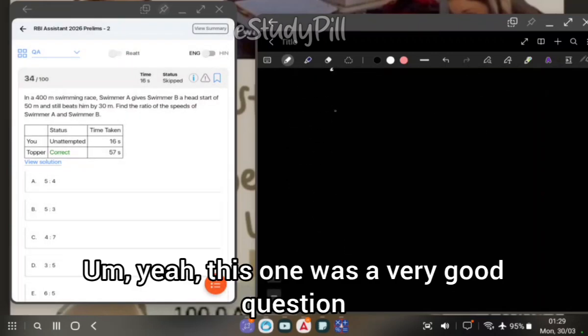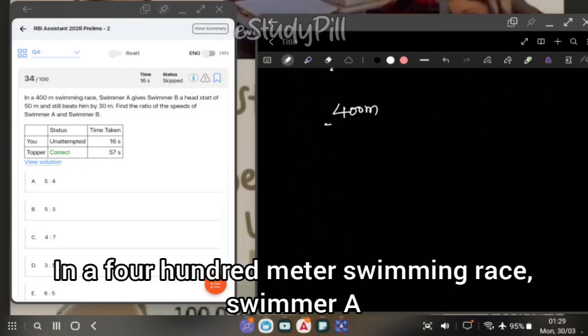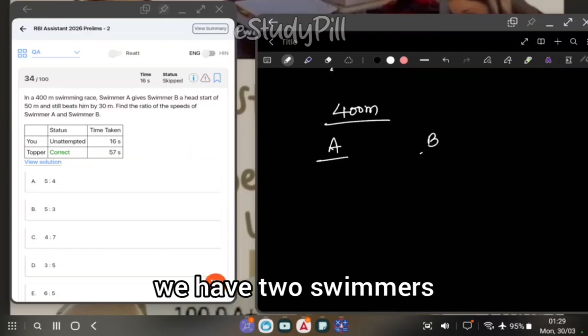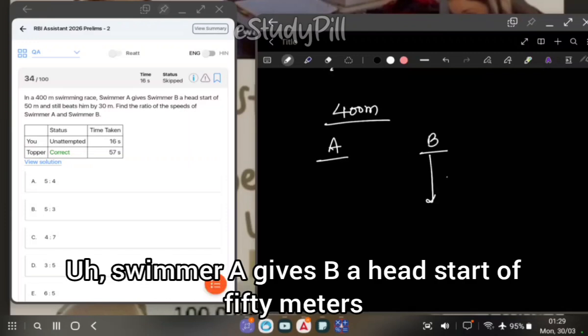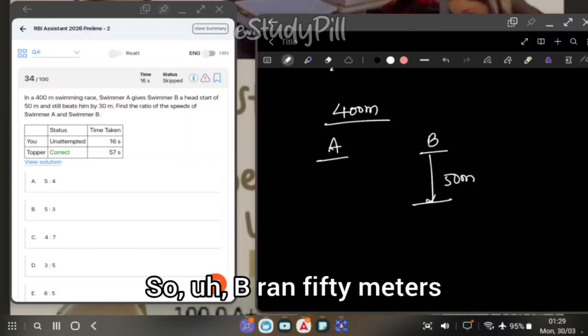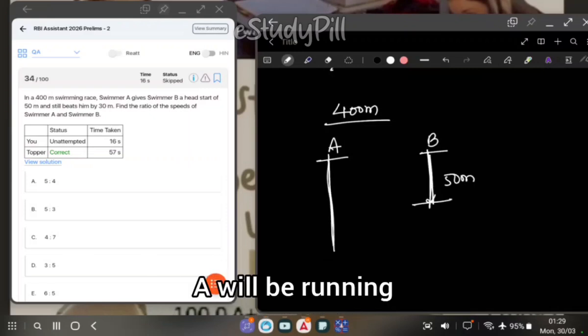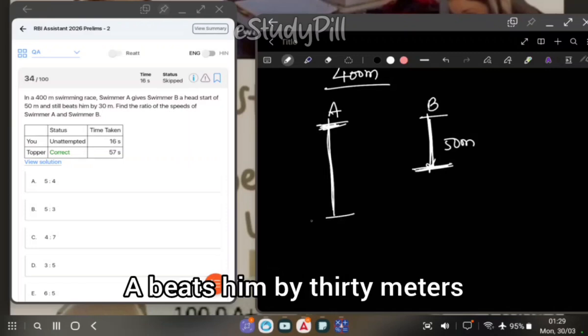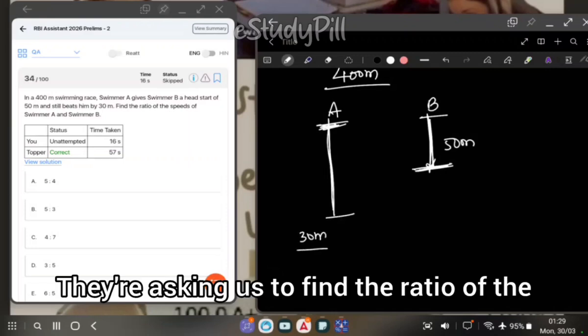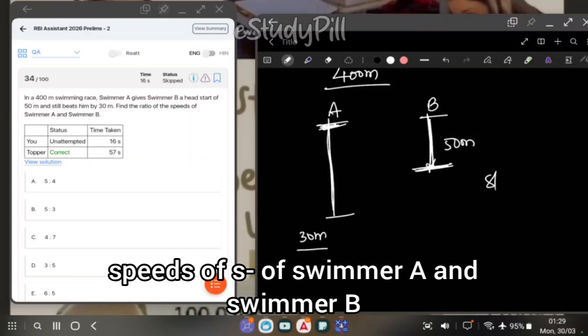This one was a very good question. In a 400 meter swimming race, we have two swimmers, swimmer A and swimmer B. Swimmer A gives B a head start of 50 meters. So B runs 50 meters and after that A will start its race. But what happened in the question? A still beats him by 30 meters. They are asking us to find the ratio of the speeds of swimmer A and swimmer B.